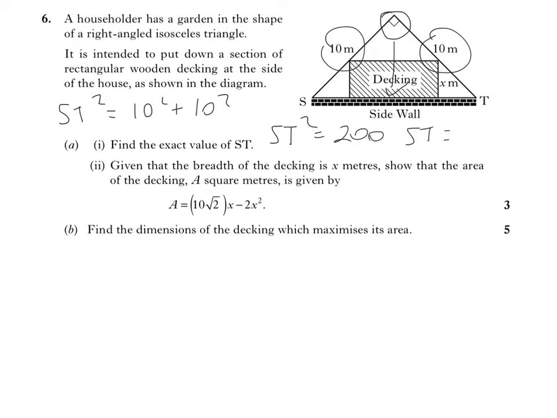ST then would be equal to the square root of 200, and I'm going to simplify that. That would be root 100 times 2, bring that out, and that'll be 10 root 2, and that is part A, that's the length of ST.